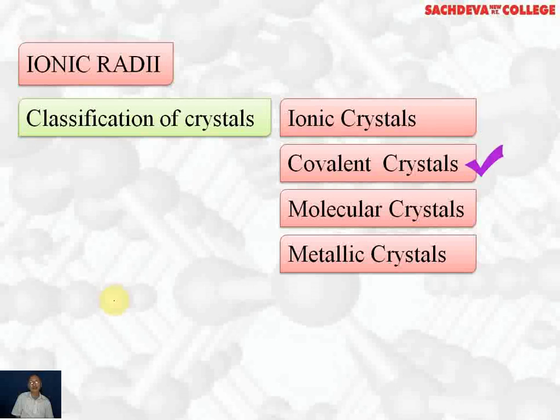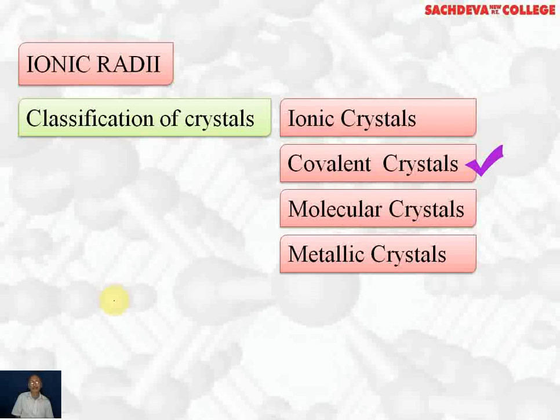Covalent crystals consist of atoms. These atoms are held together by strong covalent bonds. Examples of covalent crystals are diamond, graphite, silicon, etc. And silicon carbide is another example of covalent crystal. These have high melting and boiling point because of strong force of attraction. They do not conduct electricity because they do not have free electrons, except graphite, which conducts electricity due to presence of free electrons.